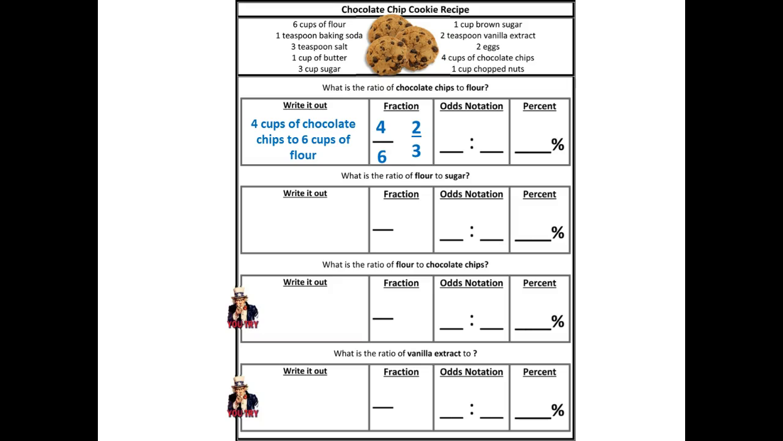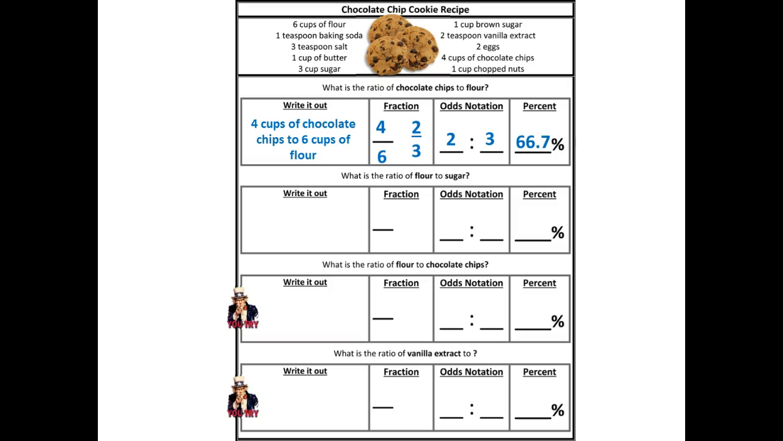Going from fractions to odds notation, we're just turning it on its side. 2 to 3. To make a percentage, I can use my shortcut, 2 divided by 3 in my calculator, and either multiply by 100 or move that decimal 2 place values over to the right, and we get 66.7%.